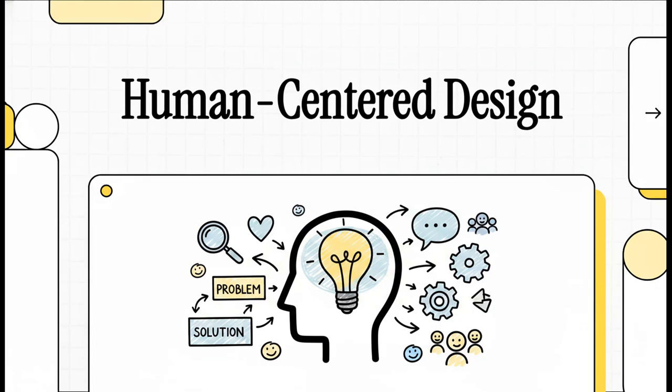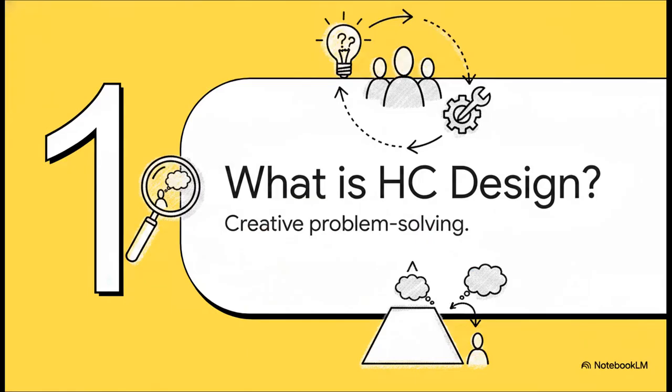Today we're unpacking something super cool, human-centered design. Have you ever wondered why some things, like your absolute favorite smartphone app, just seem to click instantly with people, while others completely miss the mark? Well, you're in the right place, because we're going to break down the exact architecture behind creating things people actually want and need. Okay, let's dive right into this.